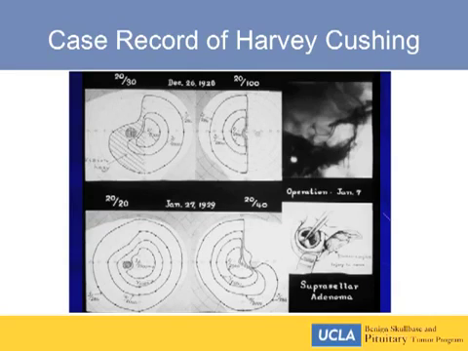This is from Harvey Cushing's notes, and you can see a case that he analyzed in 1928 with a bitemporal deficit, and he demonstrated that after his surgery that the visual fields had improved and the acuity had improved.